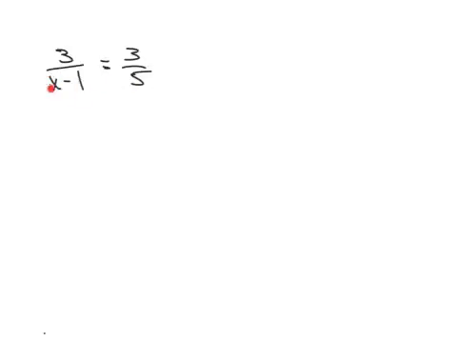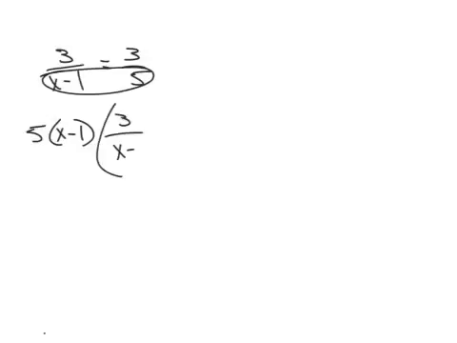Okay, when I have something like this, which is actually grouped together, I can't split those up. When I have something like that, and then a number here, the least common denominator is the product of those two. So the least common denominator is this whole thing. Okay? So when you have something like that, just multiply it. And then I multiply it by 3 over x minus 1. And that equals 3 over 5.